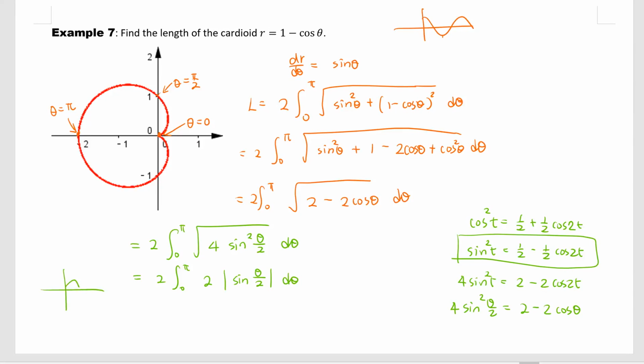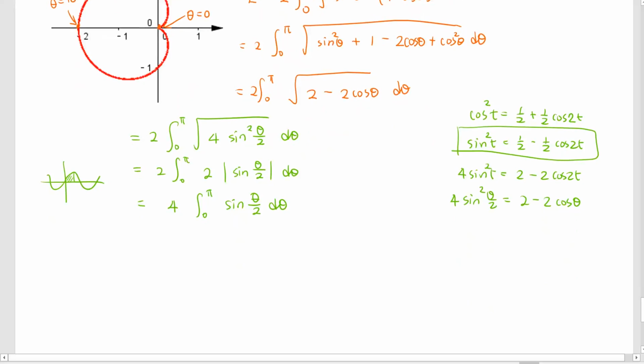But what's sine? Sine is this. You can see when the angle goes from 0 to pi, theta over 2 is between 0 and pi over 2. From 0 to pi over 2, our sine is positive, so we can get rid of the absolute value. Oh, we can also combine the 2 and 2 together. That gives us 4, and then we have sine theta over 2.